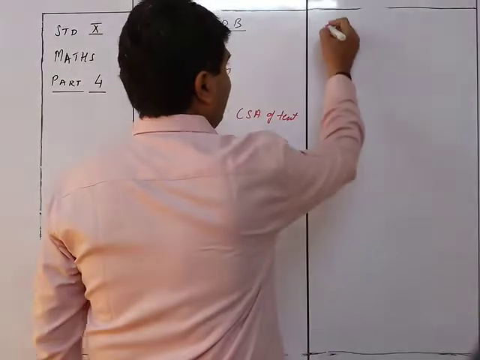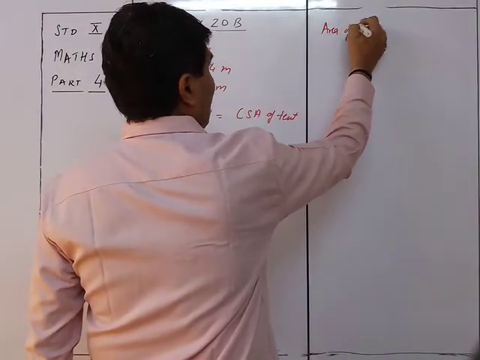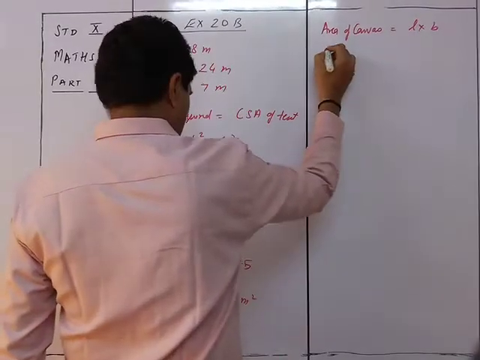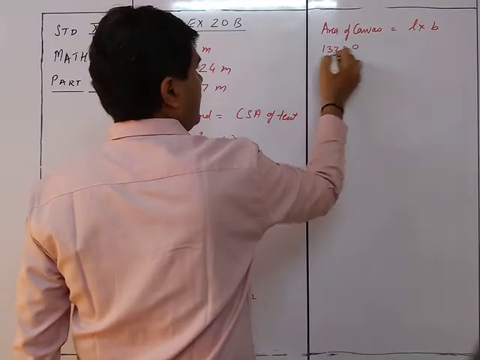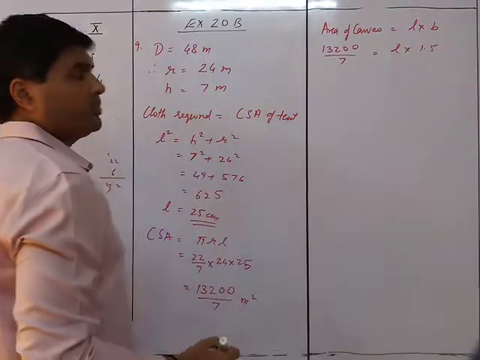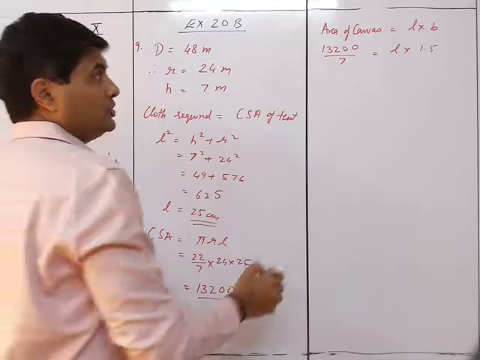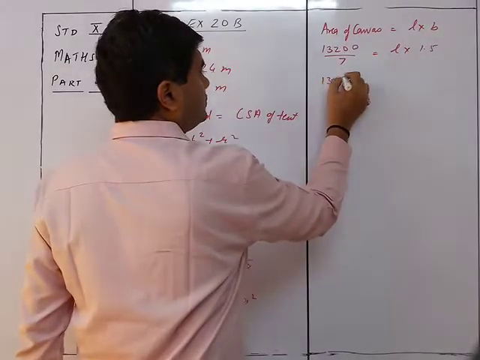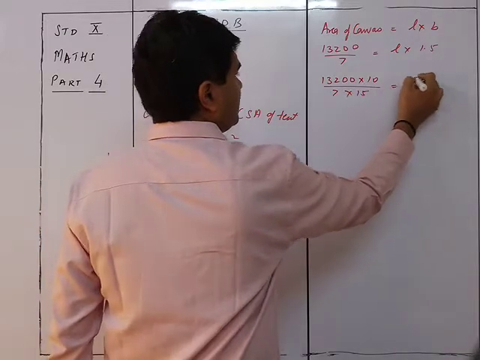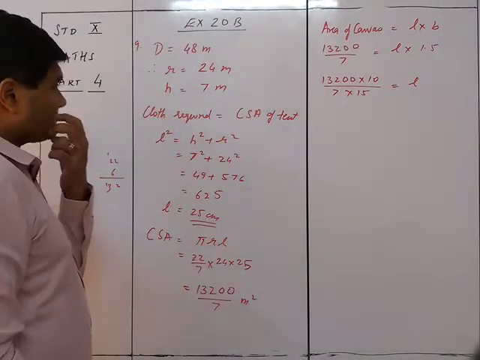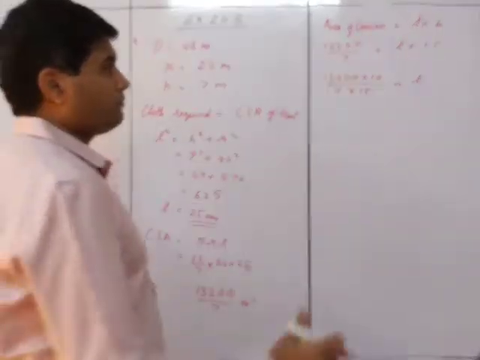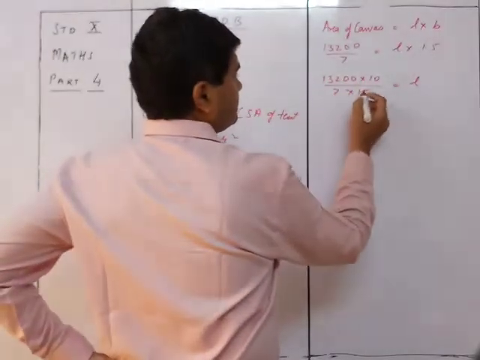So here we know that area of canvas is equal to length into breadth. So 13200 upon 7 is equal to length into 1.5. So that will give me 13200 into 10 upon 7 into 15 is equal to L. Clear? We do the calculations now.